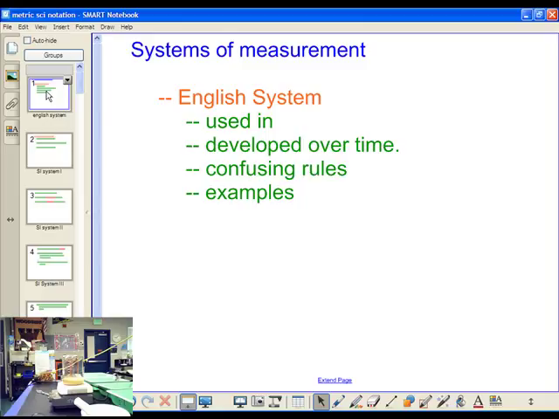Our systems of measurement here. And we have the English system. It's an older system, but where is the English system used today? Used in England? No. Where? Here! Basically, we are the only ones who use it. Good old US of A. We are the only ones who use it.